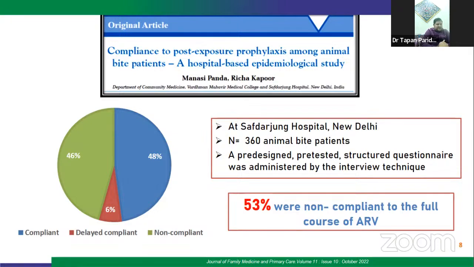Here are some studies in New Delhi, Safdarjung Hospital. Of 360 animal bite patients, 53 were non-compliant to the full course of ARV.